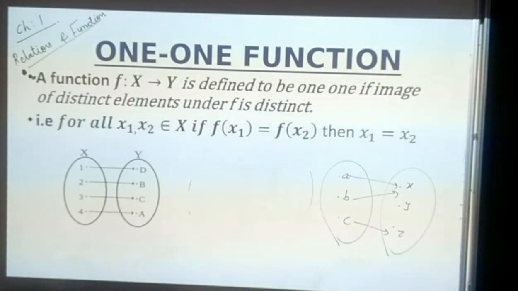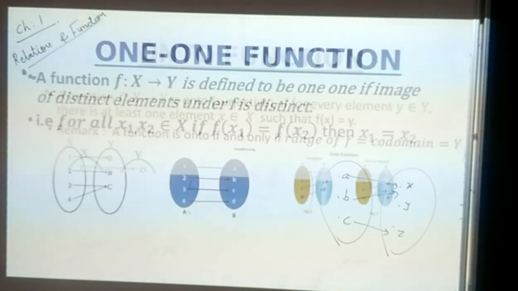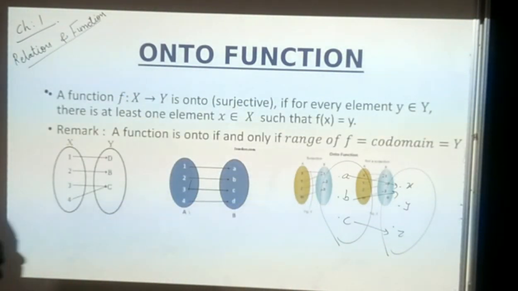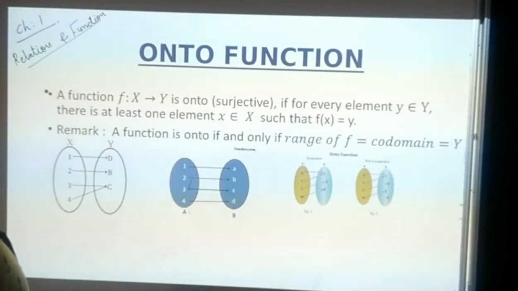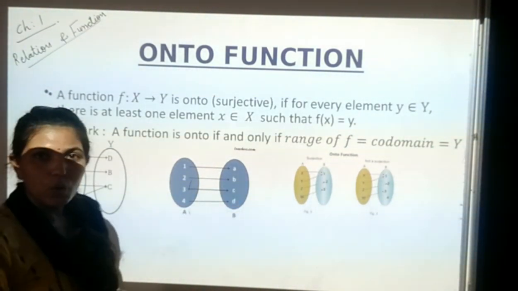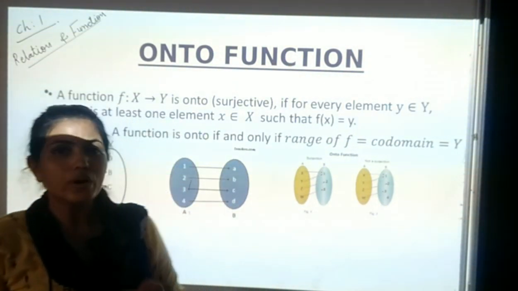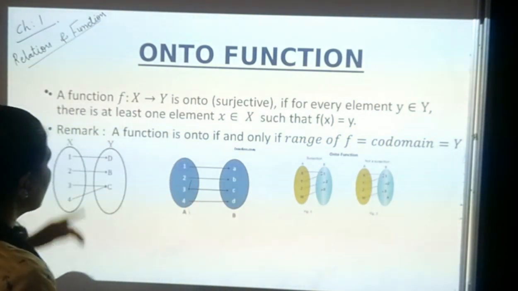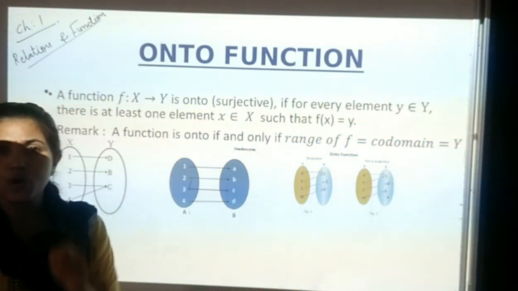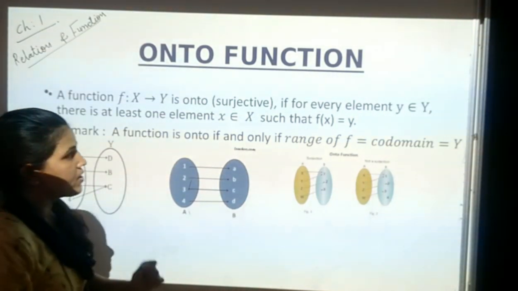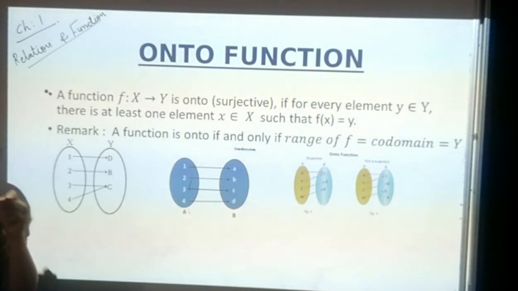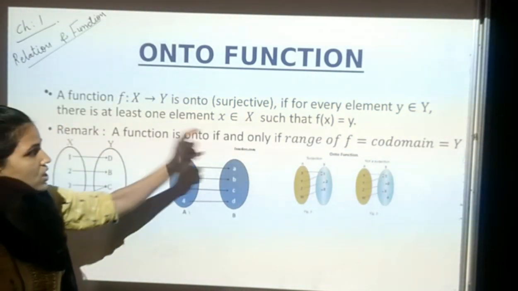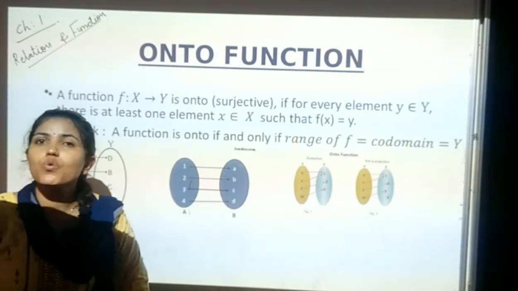So let me see the next. The next type of function is the onto function. Now let me see, student, what is an onto function. Onto function means surjective and 1-1 function means injective. Injective and surjective. So what is the meaning of the surjective function? A function f from x to y is said to be onto if for every y belonging to y, there exists at least one element in x such that f of x is equal to y.